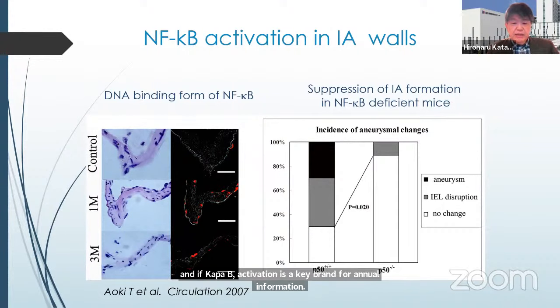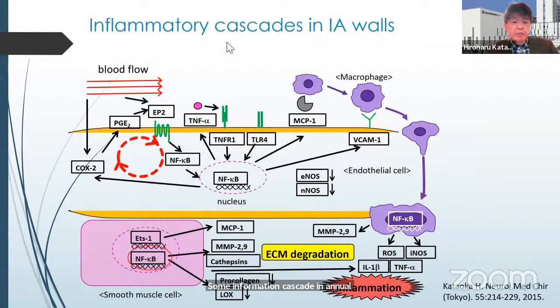After these studies, we disclosed some inflammatory cascade in aneurysm walls one after another. Here is a schematic drawing of the inflammatory cascade in the aneurysm wall. Hemodynamic stress and inflammatory reaction activate NF-kappa B in endothelial cells, and it results in transcription of MCP1 and VCAM1.